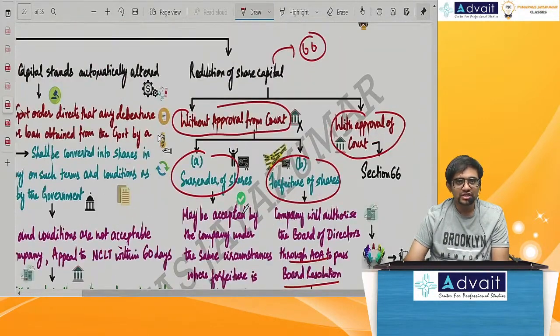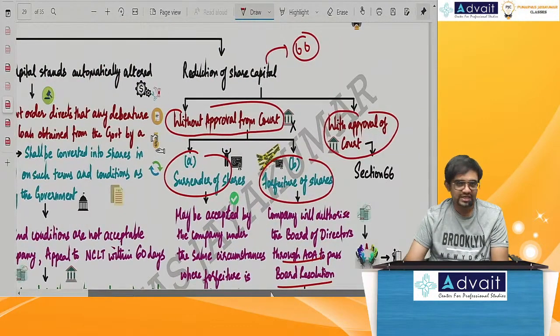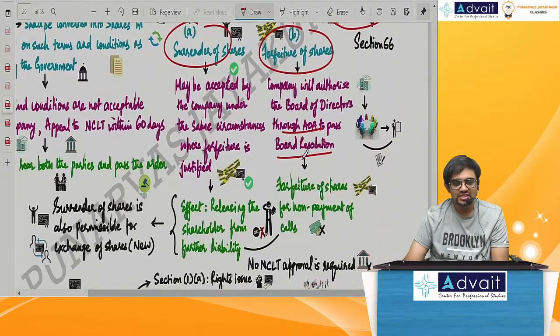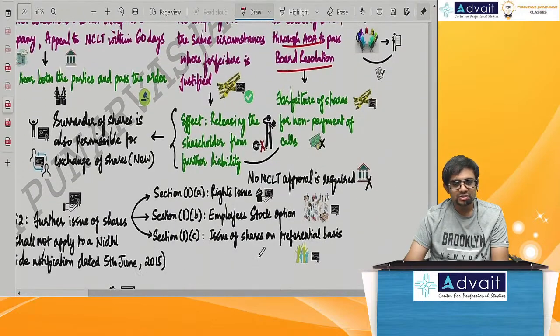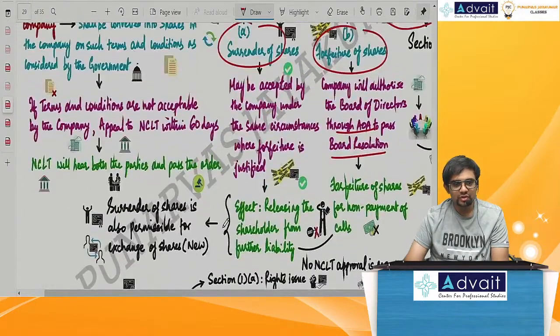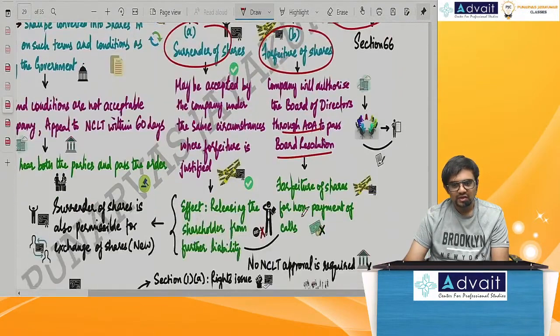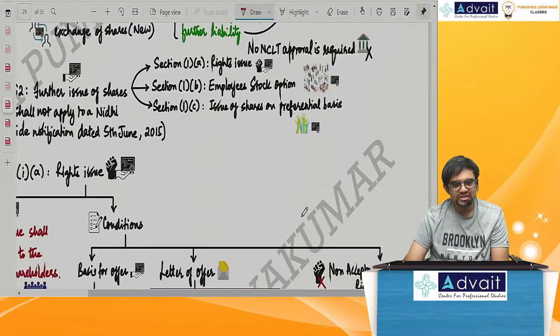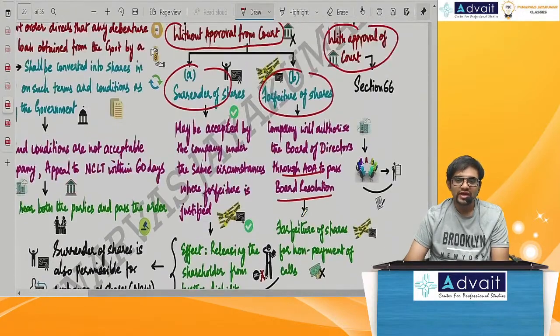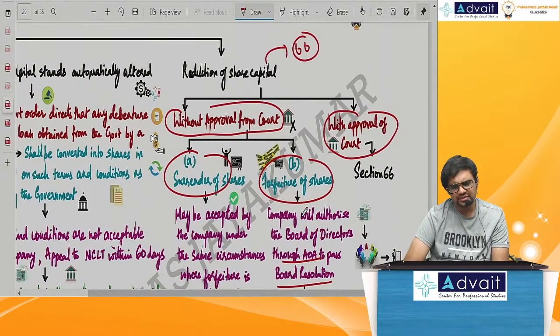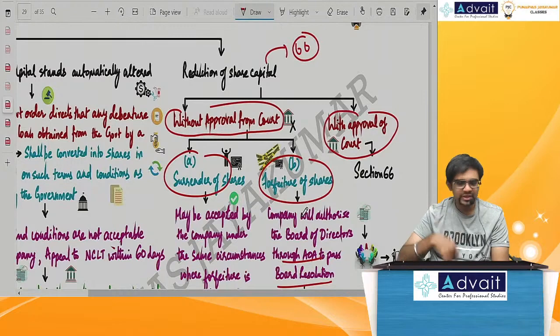But the real reduction, dear friends, is section 66: reduction of shares with the approval of the court. It's a very, very important area. So what will they do with the approval of the court? The full procedure of section 66 has to be followed, where the reduction of share capital will go through the NCLT mechanism. I have to apply to the National Company Law Tribunal. They will see why I am reducing, and all those things.